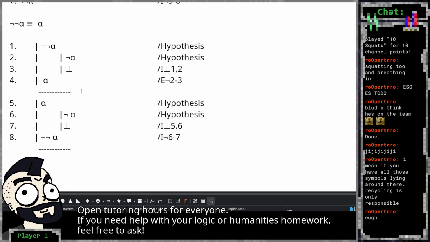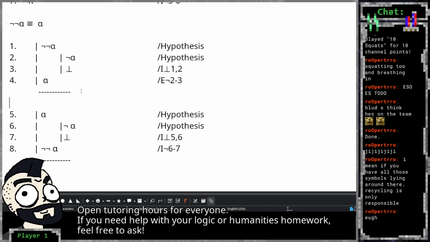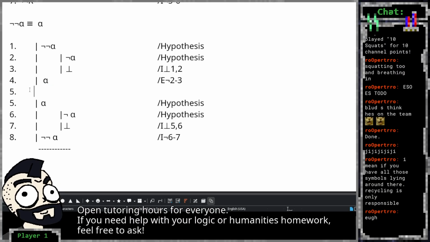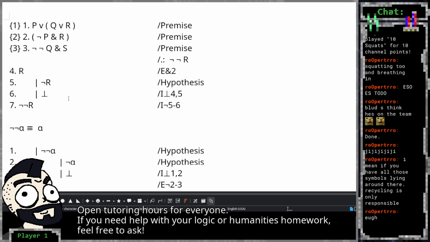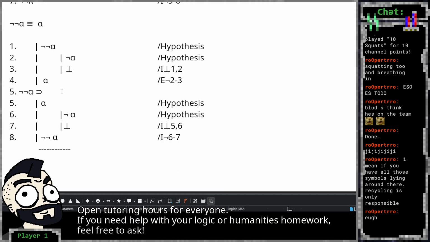Oh wait, I majorly messed up. But it's fine because it's computers and I can just quickly fix my errors. Instead of doing this, I'll just get that not alpha. I need implication. Where's implication? Thank you, implication. That not alpha implies alpha by introduction of the conditional of the subproof that started at 1 and ended in 4.